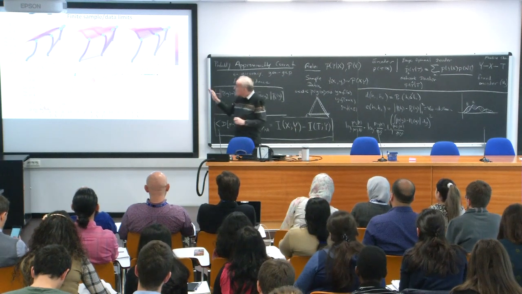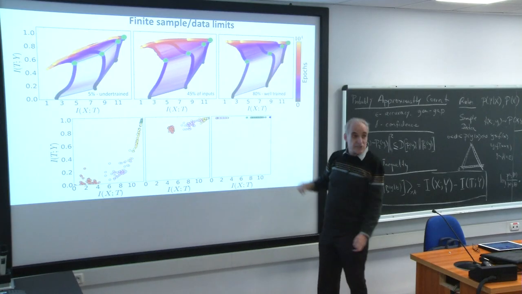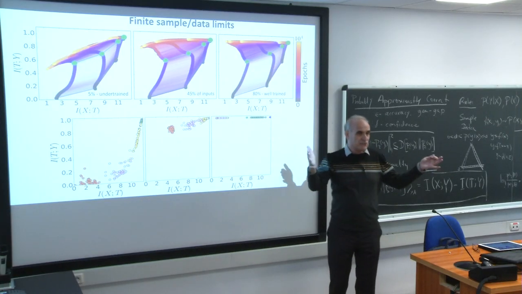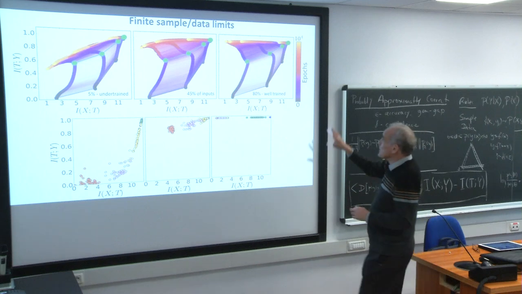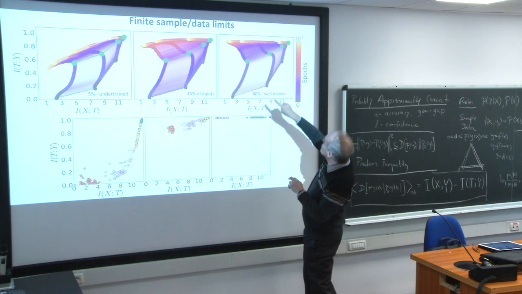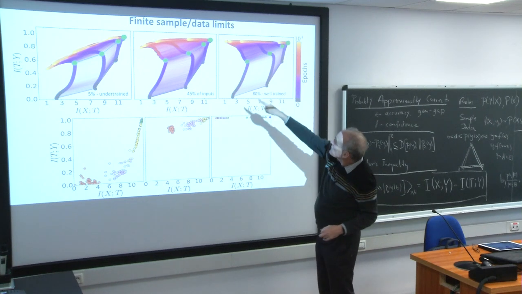So I'm going slowly. This is just to show you what happens with finite samples. This is the information plane trajectories. Color here is the number of epochs. Black is zero epochs, yellow is 10,000 epochs, and in between I'm going through these colors linearly. Now, what you see here is when I train it on 80% of the data, 2 to the 12 patterns, 4,096, 80% is about 3,000. Here it's well-trained, and you see that those trajectories go to this line and eventually compress and converge to a very high line there.